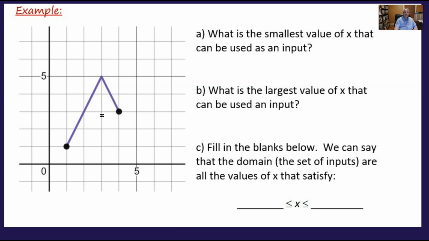All right. So I want to think about what's the smallest value we could use. And it turns out it would be this value. 1 is the smallest input we can use. Anything to the left of that, there's no graph. The largest input we could use is 4. So we can say that the domain, the set of inputs, is everything from 1 up to 4. These are the values of x right here where there's a graph. All these values of x have an output. That's the domain. x is greater than or equal to 1 and less than or equal to 4.